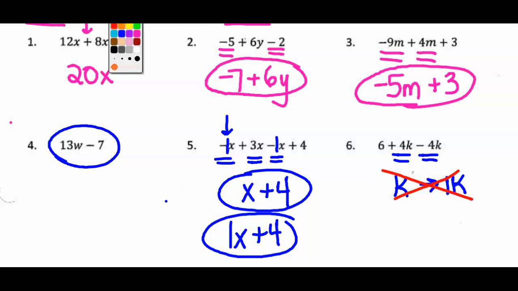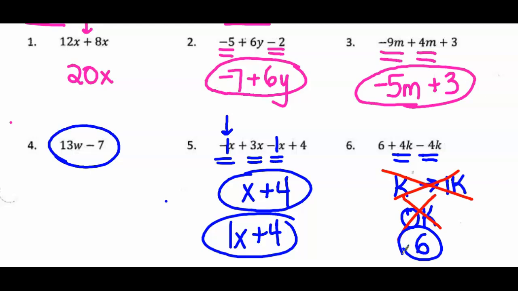Second, some people will put 0k, which looks okay. And if you have 2 terms that are opposites, that always gives you 0, so you don't write it. So the final answer to number 6 is 6. Yes, you can have 1 term by itself without any variables.